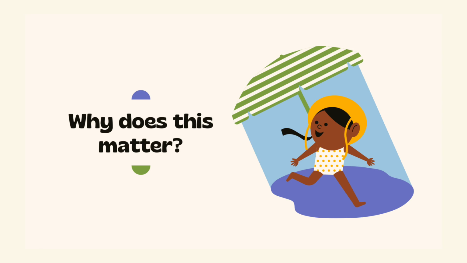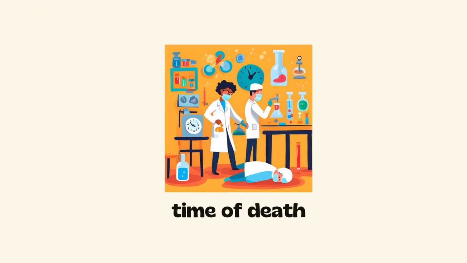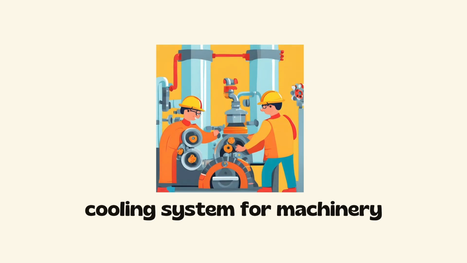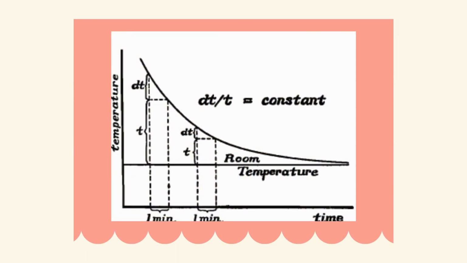Understanding how quickly things cool down can help us in many ways. For example, forensic scientists can estimate the time of death by measuring a body's temperature. And engineers use this law to design better cooling systems for machinery. Now, let's look at what happened over time.